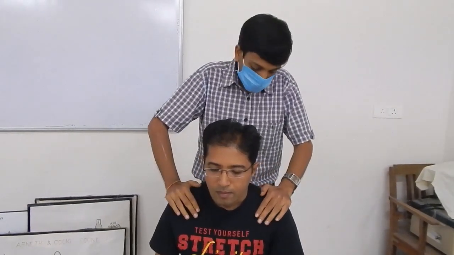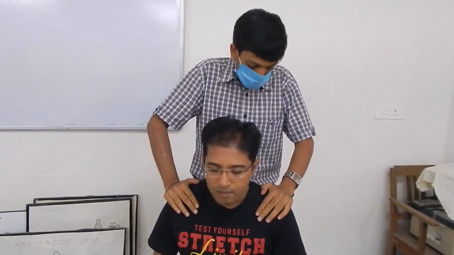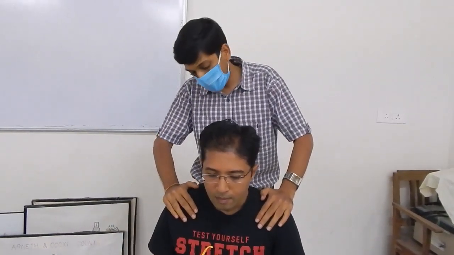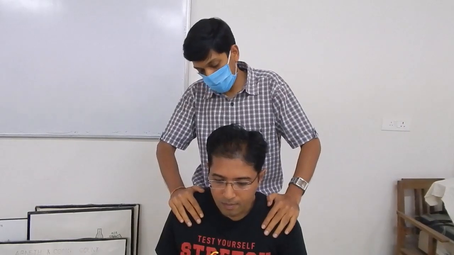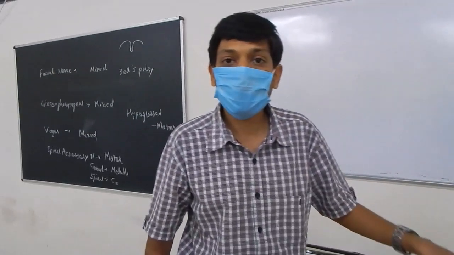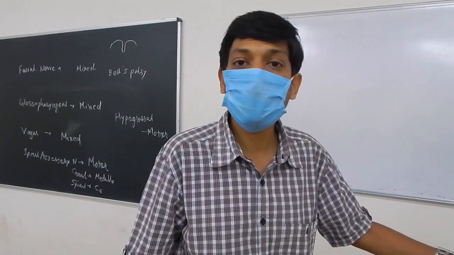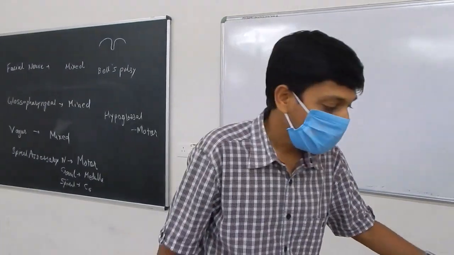Okay, so he is able to shrug slightly. So he is able to shrug his shoulder, so that means grade is 5, as you have examined in the motor system. So you have to just give the gradation of these muscles. So this is trapezius. Now sternocleidomastoid.